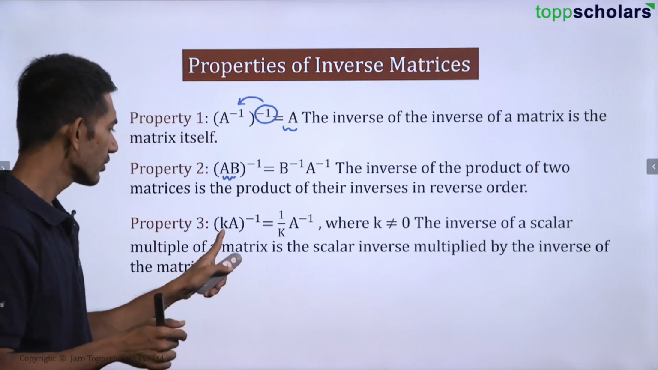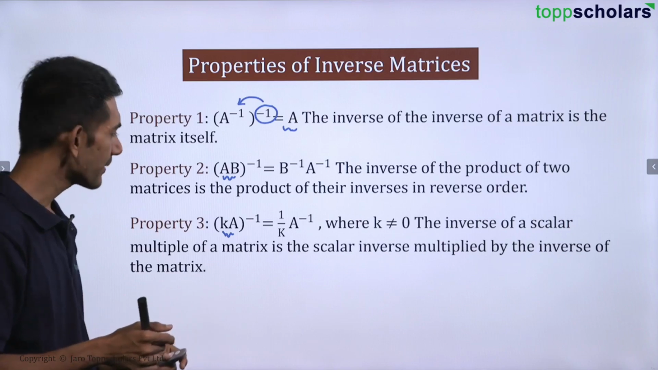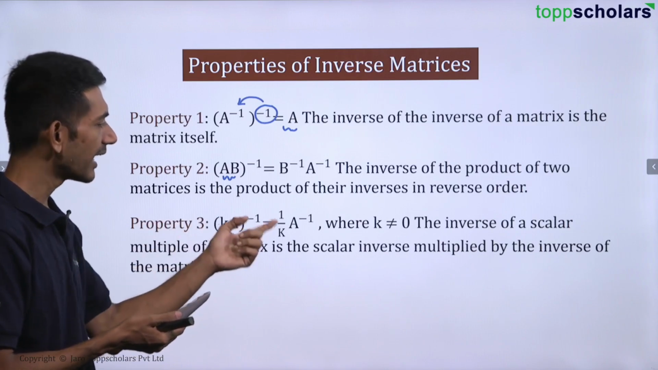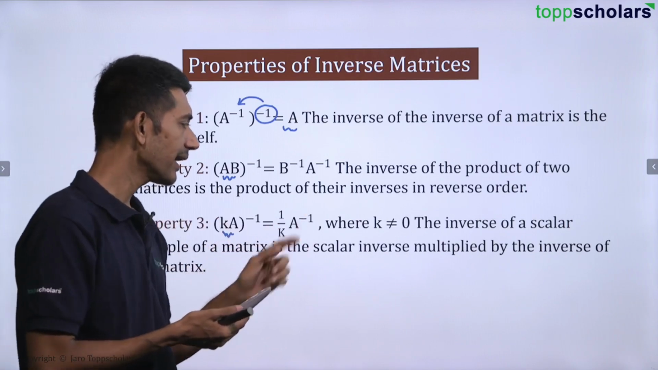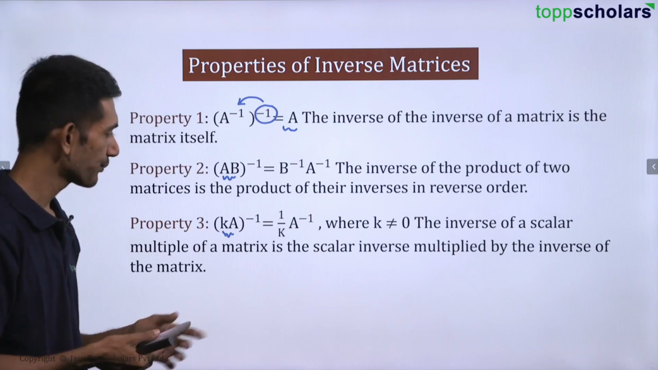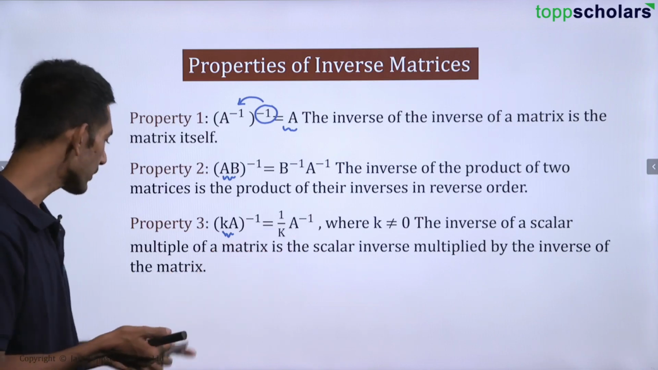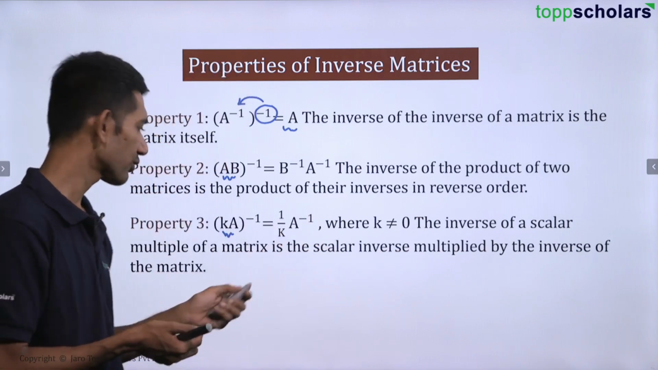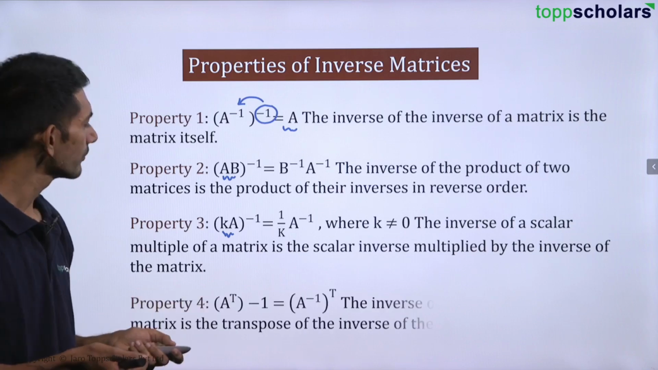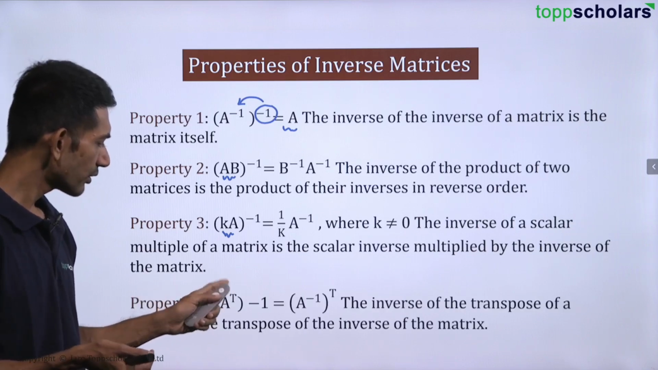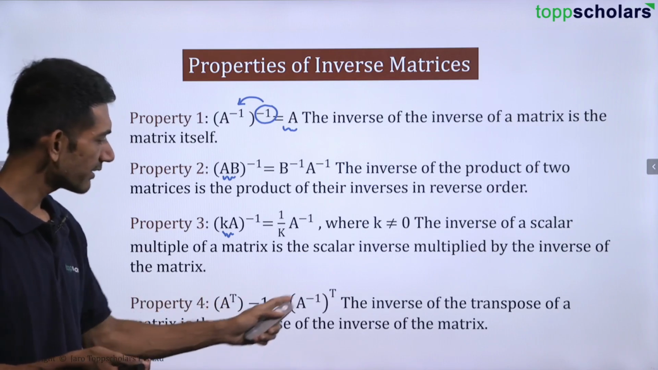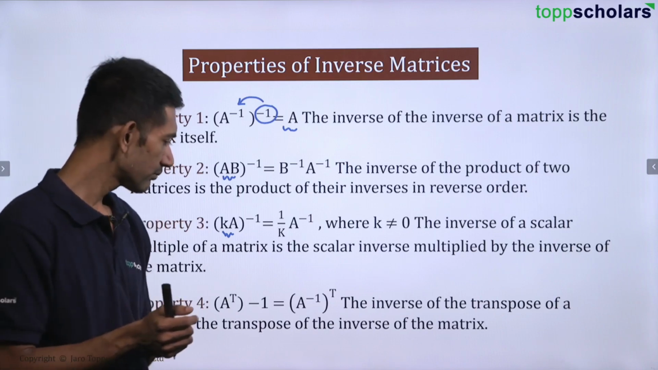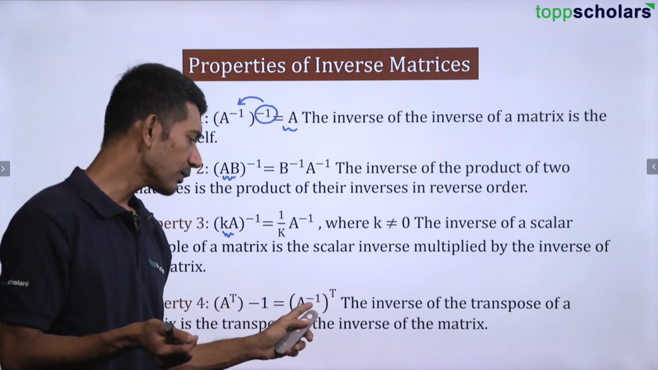Property 3: if you multiply a scalar K with a matrix A and then take the inverse, that is the same as taking out the scalar and multiplying A inverse, where K is non-zero. Obviously, K has to be non-zero here. The inverse of a scalar multiple of a matrix is the scalar inverse, 1 by K, multiplied by the inverse of the matrix. I hope this is clear. Property 4: the inverse of A transpose is equal to A inverse transpose. That is, you take A transpose and then take the inverse, or you take A inverse and then take the transpose.